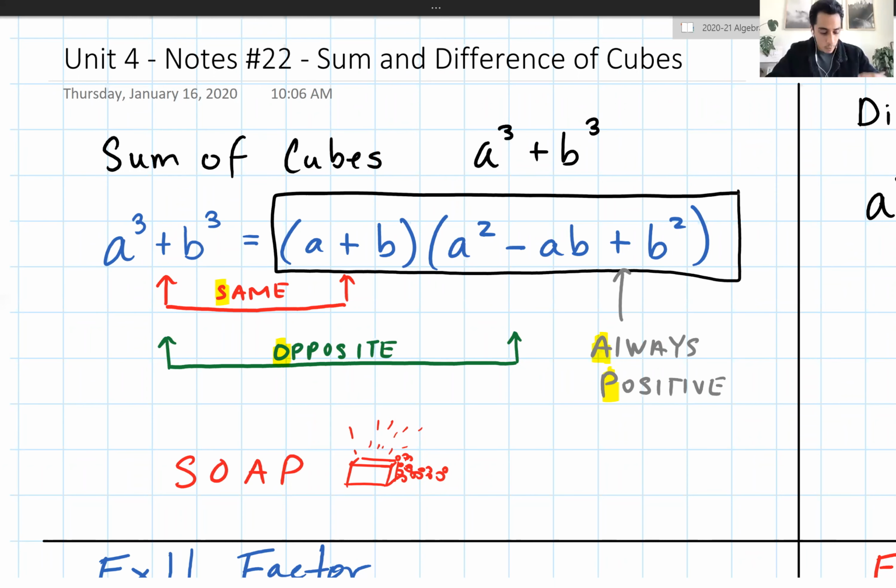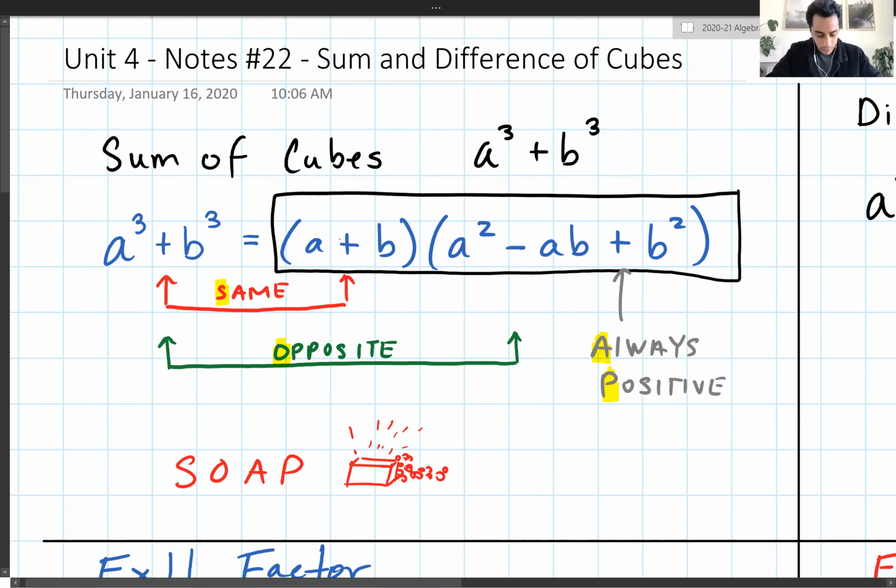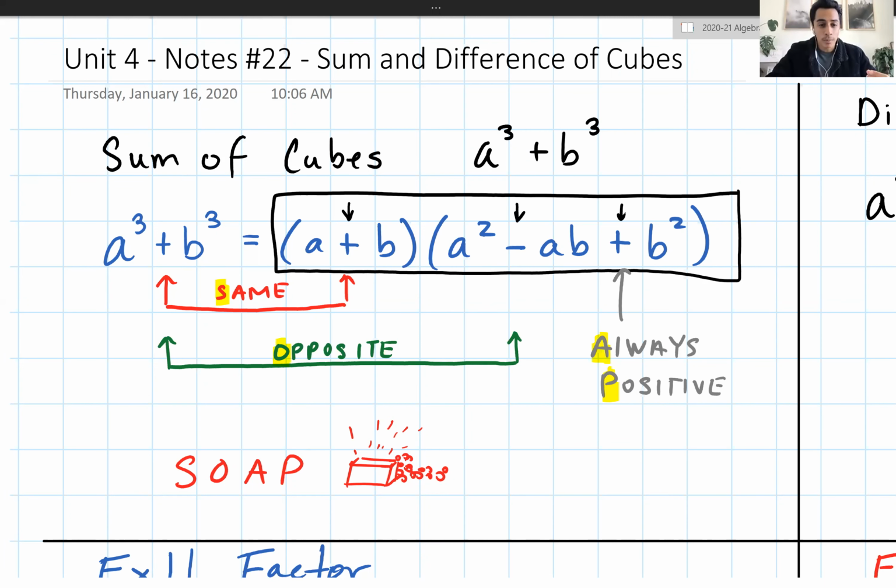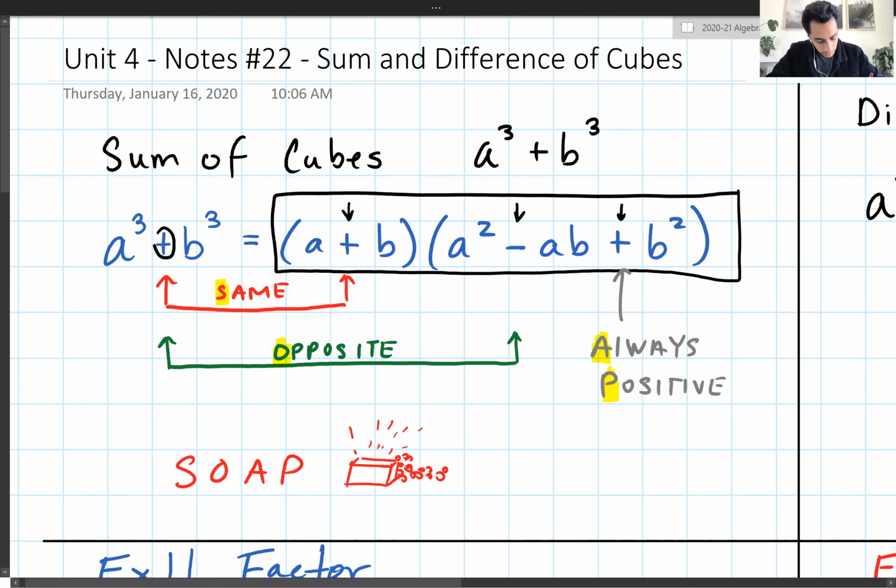Now, why the SOAP acronym? Because when you are factoring the sum of cubes, there are a lot of different symbols. There's a symbol here, symbol here, symbol here, and it's often difficult to keep track of what my symbols are. That's where the SOAP, or the same, opposite, always positive, comes in. When you have a sum of cubes, it's a plus in between. So that first term is also going to have a plus in between. That's why we call it same.